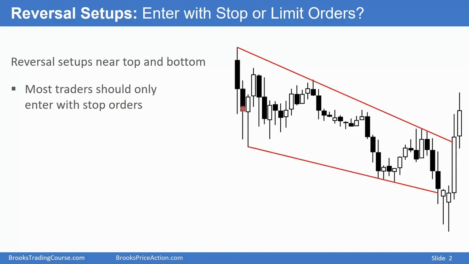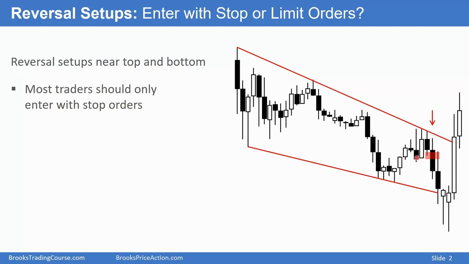Here we have a big bear bar and then a second reversal down. Traders will draw a bear trend line across the top and watch what the market does when it gets near the line. We have a reversal up, a second reversal up. Traders will draw a line and then watch what the market does when it gets near the bottom of the channel.